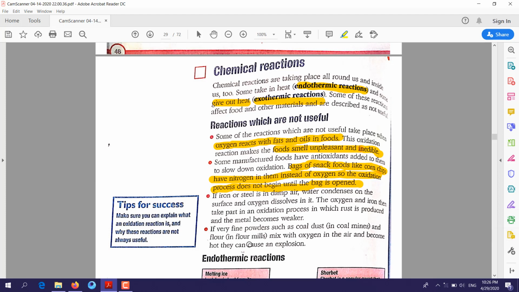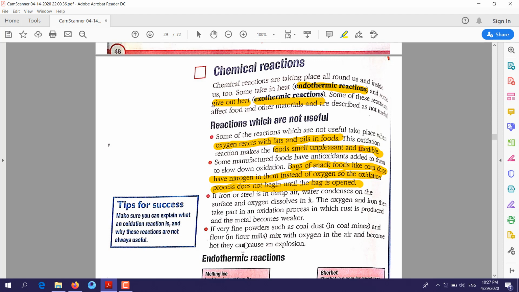Another example is when you have a metal. If this metal reacts with the oxygen, it forms metal oxide. Metal oxide is the scientific name of rust. For example, if you have a piece of iron and you put it outside, after a period of time, what will happen? You will see rust. It will start forming a layer of rust on this metal, on this iron.